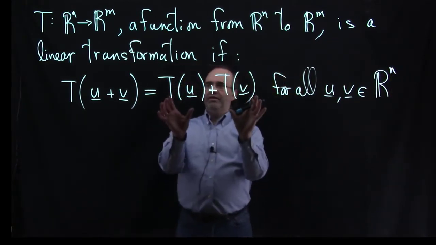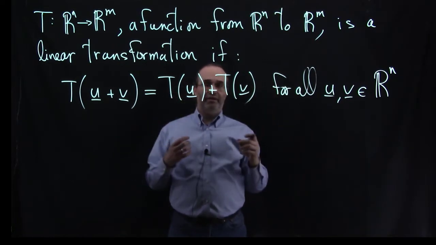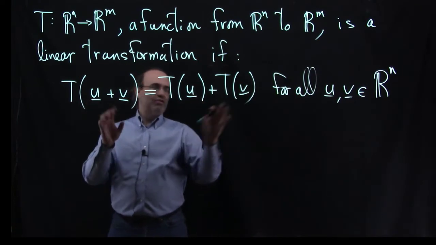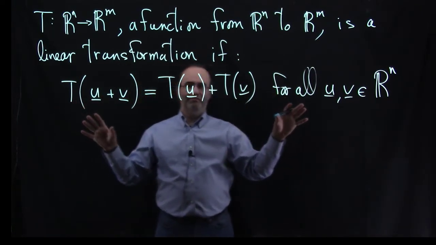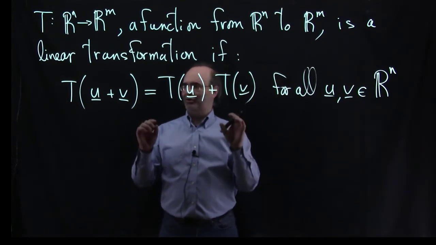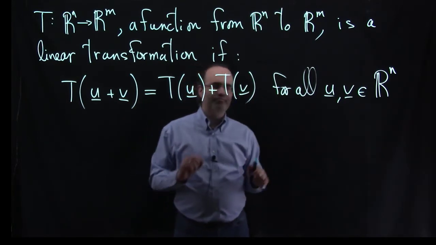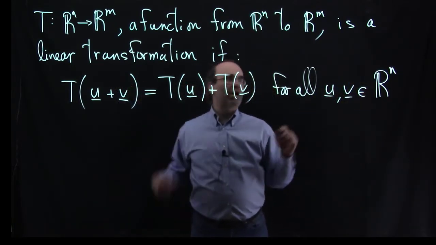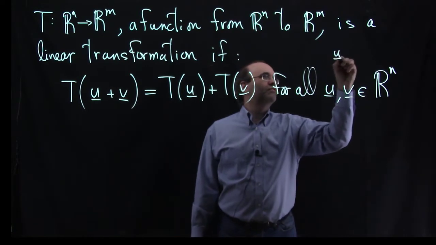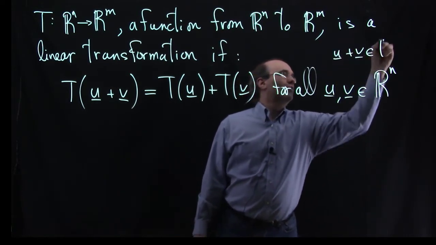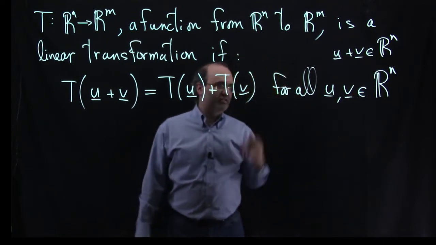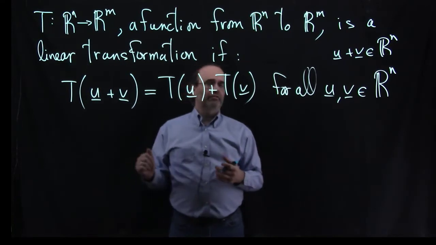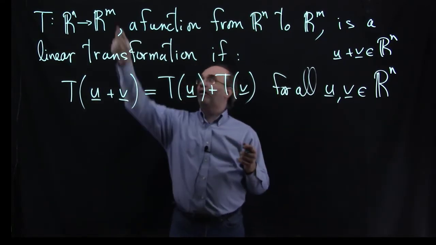Okay, so T of u, T of v, they are in Rm. So maybe I should emphasize this. We have more than just two vectors here. We have u and v, and we have u plus v. So these are all in Rn, and the sum here is also in Rn, right? So u plus v will also be in Rn. So we have three vectors in Rn, and we apply our function T to these, and we'll get three vectors in Rm.